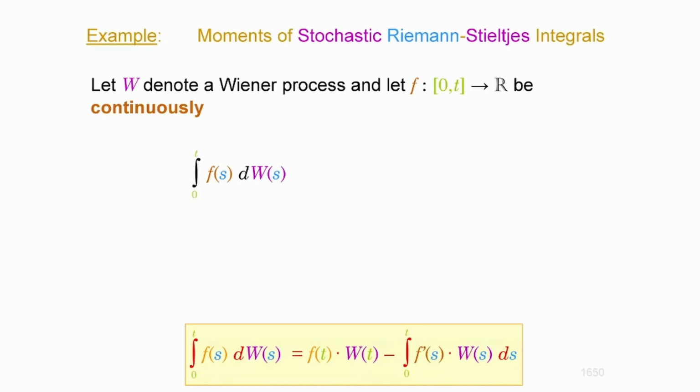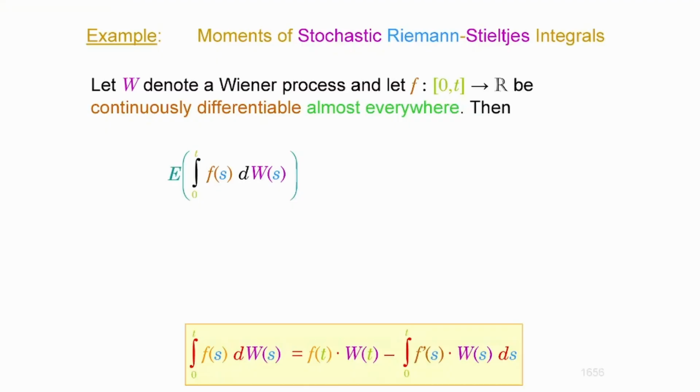Okay, so now assume that the function is continuously differentiable, at least almost everywhere. Because that ensures that the stochastic Riemann-Stieltjes integral exists, among others. So then, of course, I can basically address this expectation. Now, how would you basically calculate the expectation? We'll confirm this later on. This is just a little stress here. I mean, the expectation of that is going to be 0.